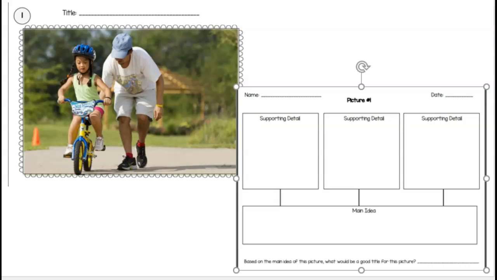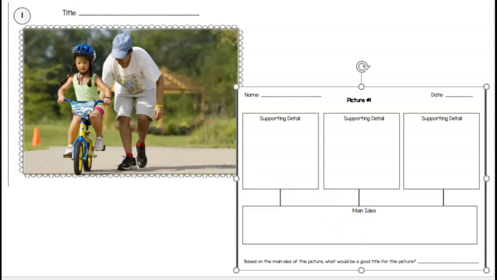This assignment involves looking at a picture, finding the main idea, the supporting details that make you think that's the main idea, and then titling it. So let's go ahead and look at slide number 1 here, or picture number 1. If I had to ask you what is going on here, you should be able to say, a little girl is learning to ride a bike. That is your main idea.